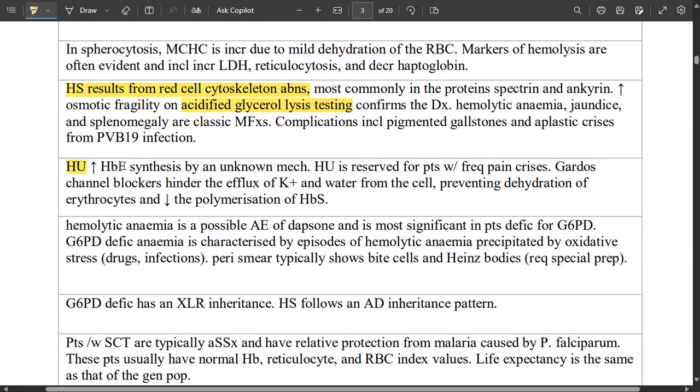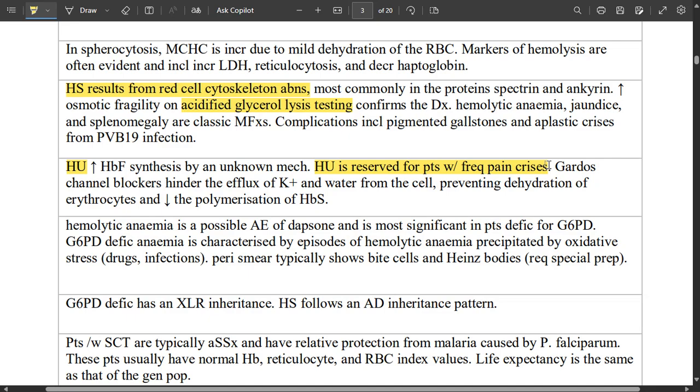Okay, so hydroxyurea increases HbF synthesis by an unknown mechanism. Hydroxyurea is reserved for patients with frequent pain crises, acute chest syndrome, or priapism. When there are more complaints of pain by the patient, then hydroxyurea may be considered in case of sickle cell disease. Gardos channel blockers. So there is something called the Gardos channel.